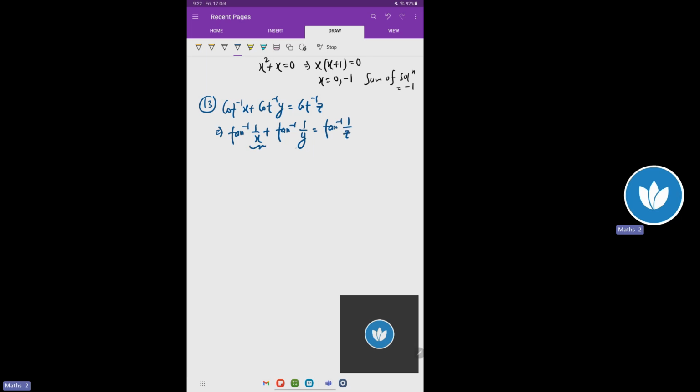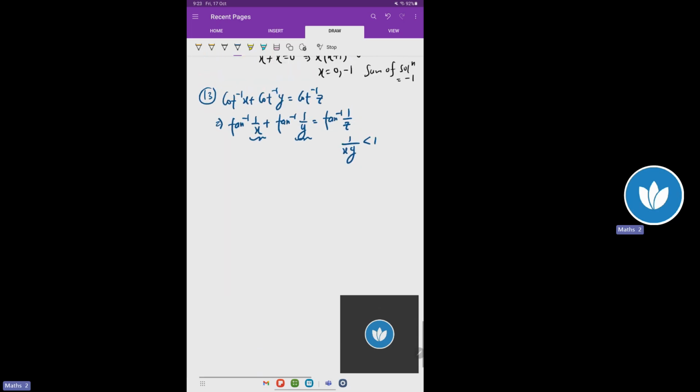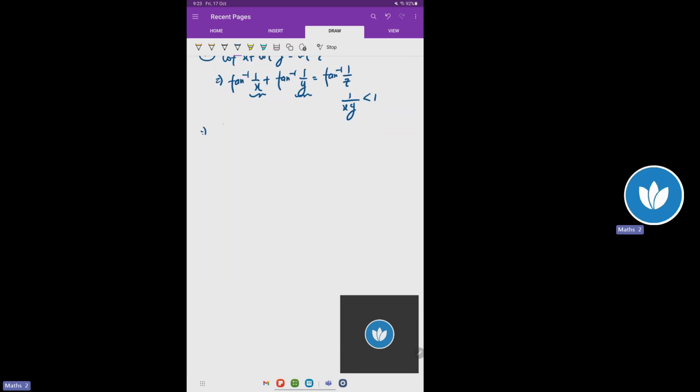Now, since x and y are both natural numbers, clearly its product would be less than 1. So we can again apply the formula tan inverse a plus b. So 1 by x plus 1 by y upon 1 minus xy. This is equal to tan inverse 1 by z. So let's equate the two sides directly. So this is x plus y, and if you simplify this, upon xy minus 1, this is equal to 1 by z. So clearly, if you do cross multiplication, xz plus yz is equal to xy minus 1.